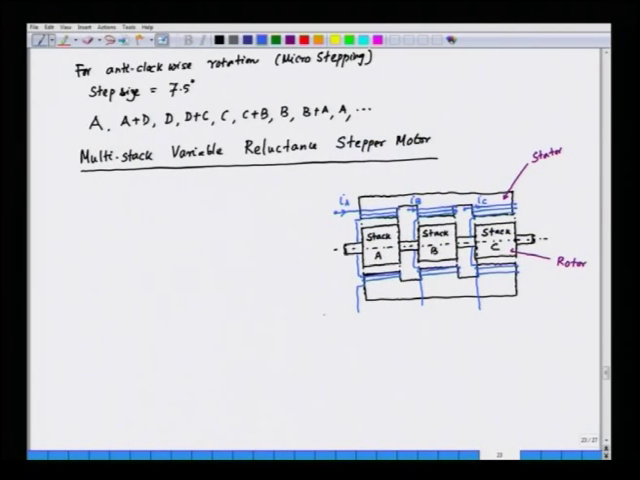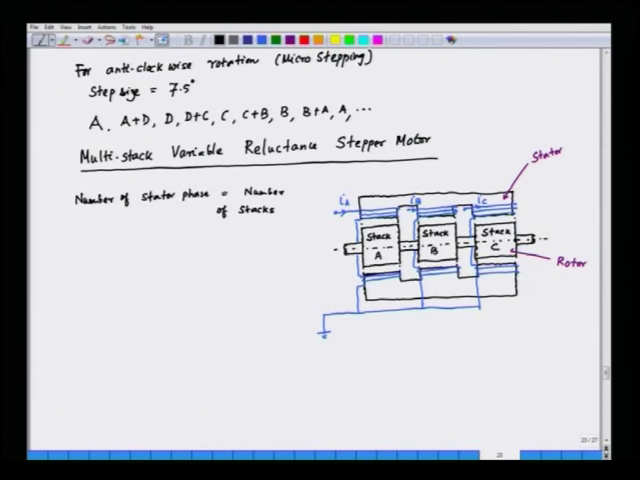And we have a neutral point and a star point. All these are connected here and we have the ground in this case, and we have switches for phase A, phase B and phase C. So, we can excite the corresponding stacks. So, here we can say that the number of phases is equal to the number of stacks. So, we can say that the number of stator phases is equal to the number of stacks.